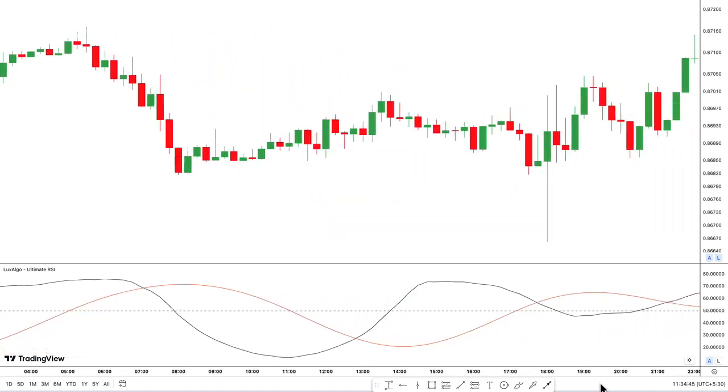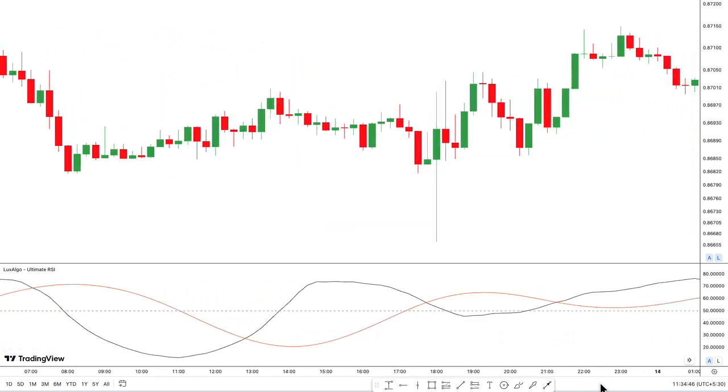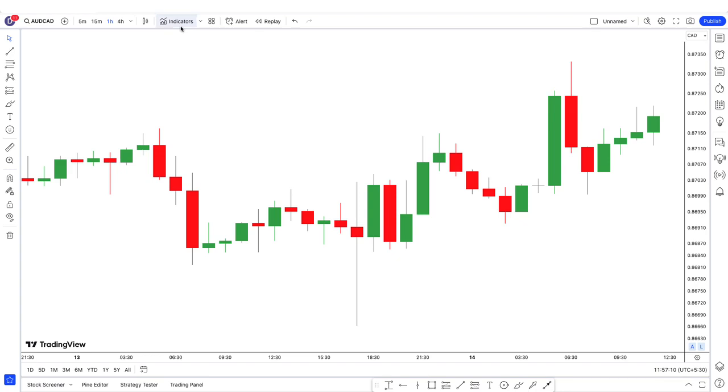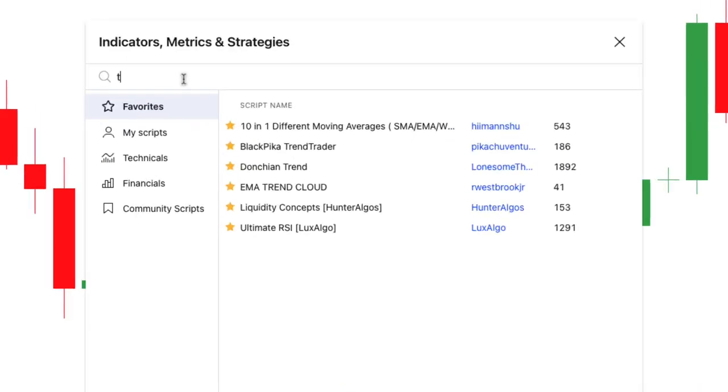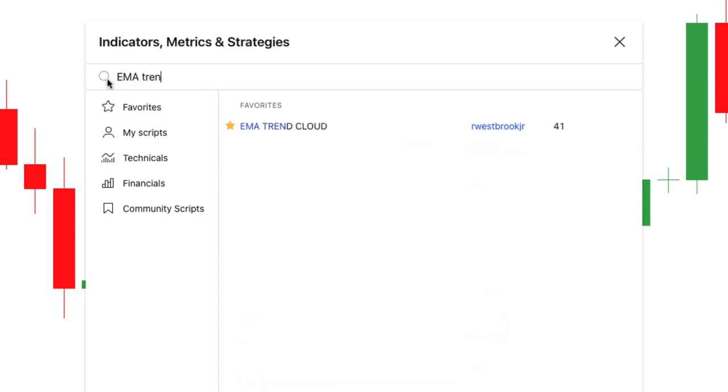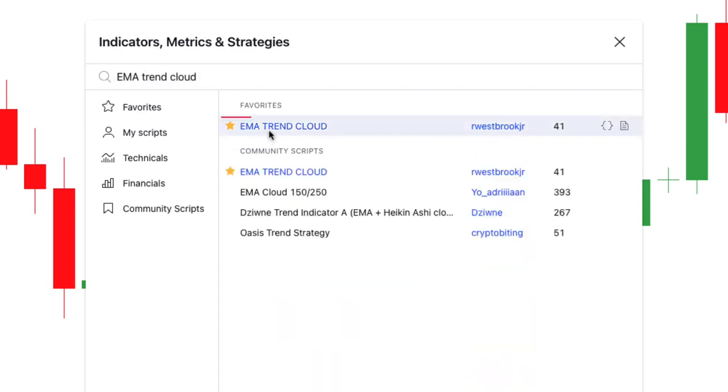So in order to trade with it, we will need to have an entry confirmation indicator like a buy-sell indicator. So in this video, we're going to go to the Indicators tab and search Twin Range Filter, this one by Colin MCK. And while we're here, let's look for a long-term or overall trend filter indicator. We're going to go with an indicator called EMA Trend Cloud. This one by R. Westbrook, J.R.